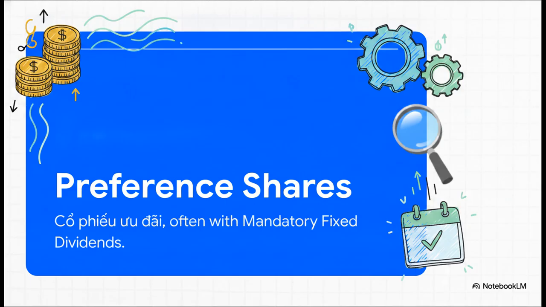And why are they so special? Well, because they usually come with our second term, mandatory fixed dividends. Let's say it. Mandatory fixed dividends. This basically means the company is legally required to pay these preference shareholders a set amount of profit regularly. It creates a guaranteed income stream.